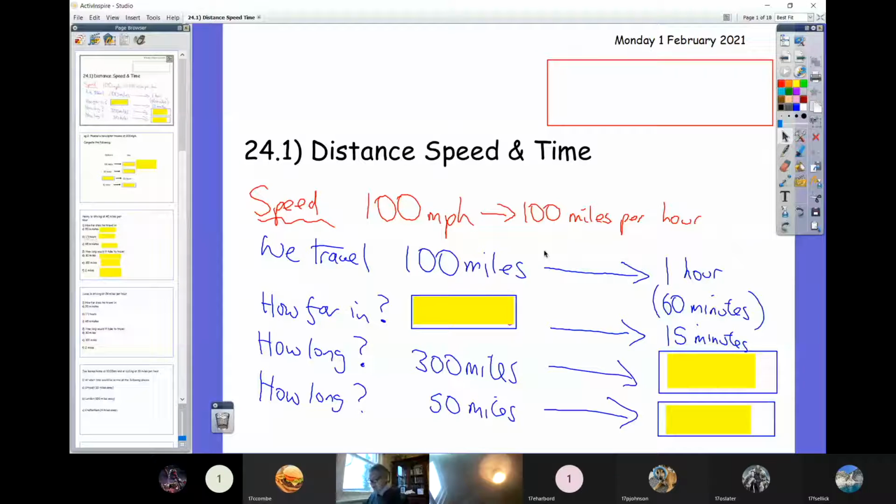So if the question was then saying, how far do you go in 15 minutes? You say, okay, well, 15 minutes is a quarter of an hour. So it's a quarter of the period of time, you're going to go a quarter as far. So how are you going to work out how many miles you're going to go in 15 minutes? You're going to do 100 divided by 4, which will be 25.